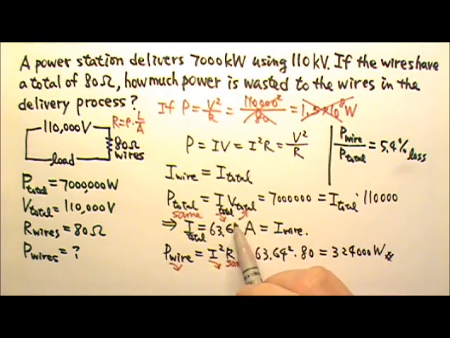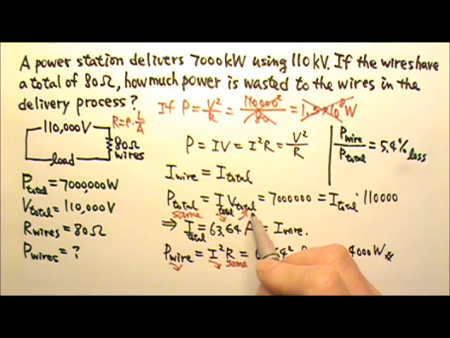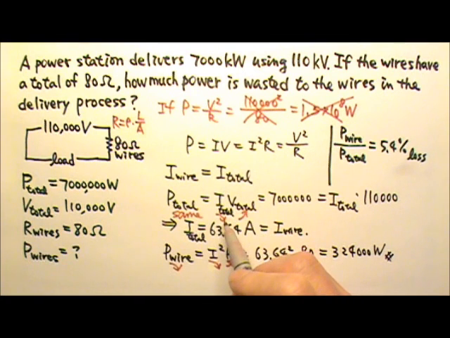We can also look at this quantitatively. If the voltage we use is doubled, then the current will become halved. That means the power wasted by the wires will become 1/4. That's why it's worth making the voltage high for power transmission.